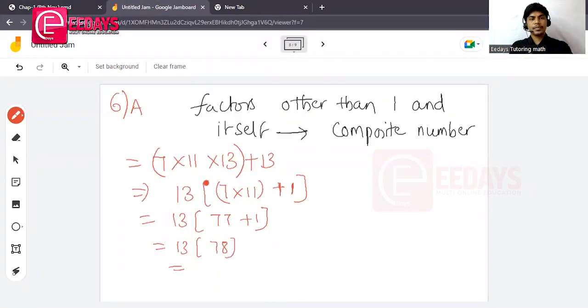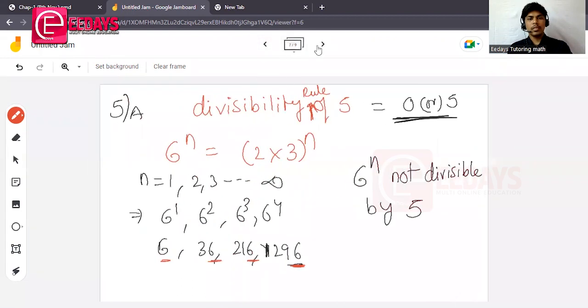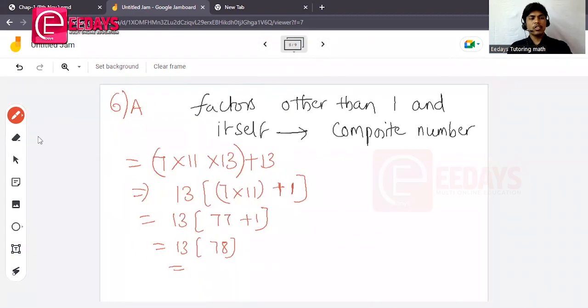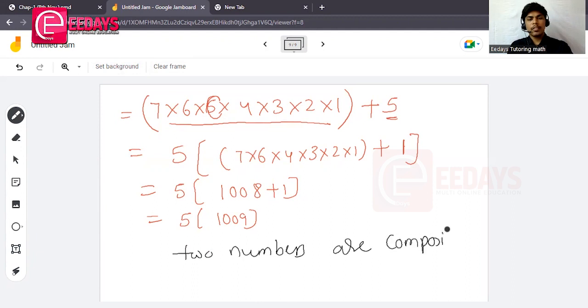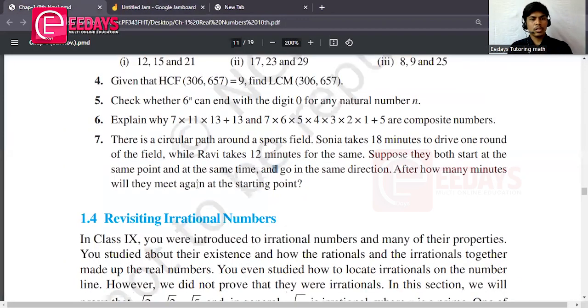Why? Because we are taking common. Which question? Yeah, this one. We are taking 13 as common here. So you'll get like this. All right, let's move on. You can write like this: the two numbers given here are composite numbers. You can confirm these are composite numbers. I hope you understand. Okay, let's move on to the last question, I think.